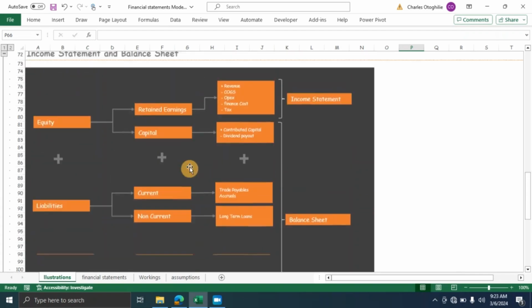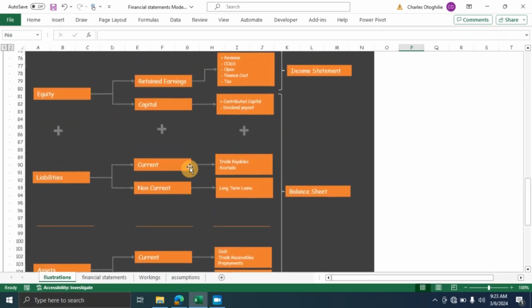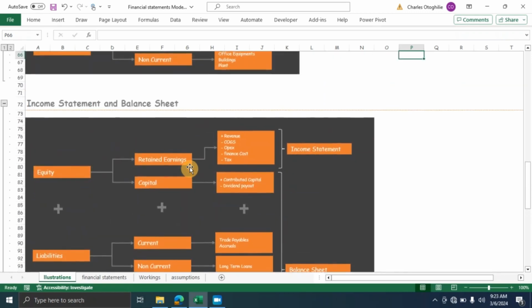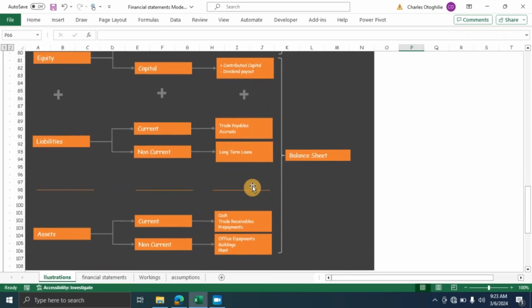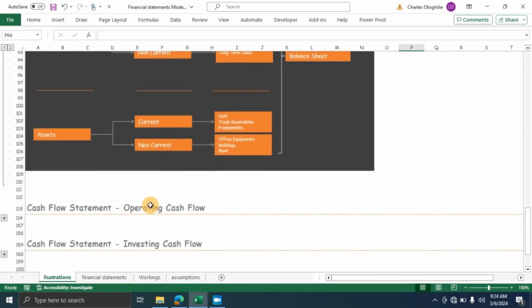So now, let us look at it and ask ourselves: if we've understood what the income statement is, what things make up the income statement, and what things make up the balance sheet, we should now ask ourselves, what makes up the cash flow statement? Well, here it is.